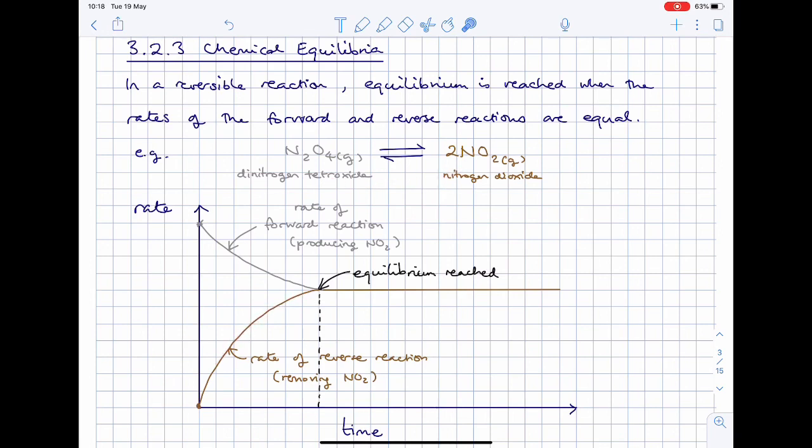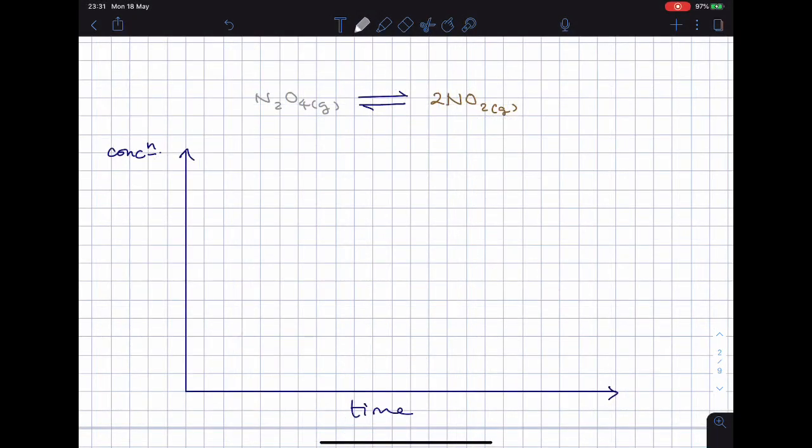We can look at a different graph to show the change in the amounts, or concentration, of these over time. So let's look at the graph to show the change in concentration of both of these, and let's start with dinitrogen tetroxide. I'm going to start at a high concentration of this because we have none of the nitrogen dioxide and only the dinitrogen tetroxide. At the beginning of the reaction, we're starting with no nitrogen dioxide, so that will be 0. Over time, the concentration of this is going to decrease, and as the dinitrogen tetroxide converts to the nitrogen dioxide, the concentration of the nitrogen dioxide is going to increase.